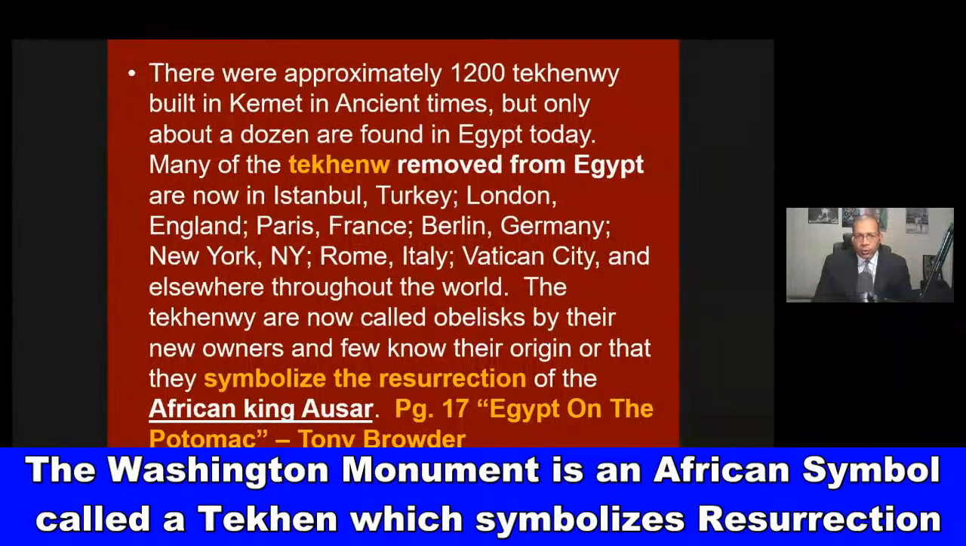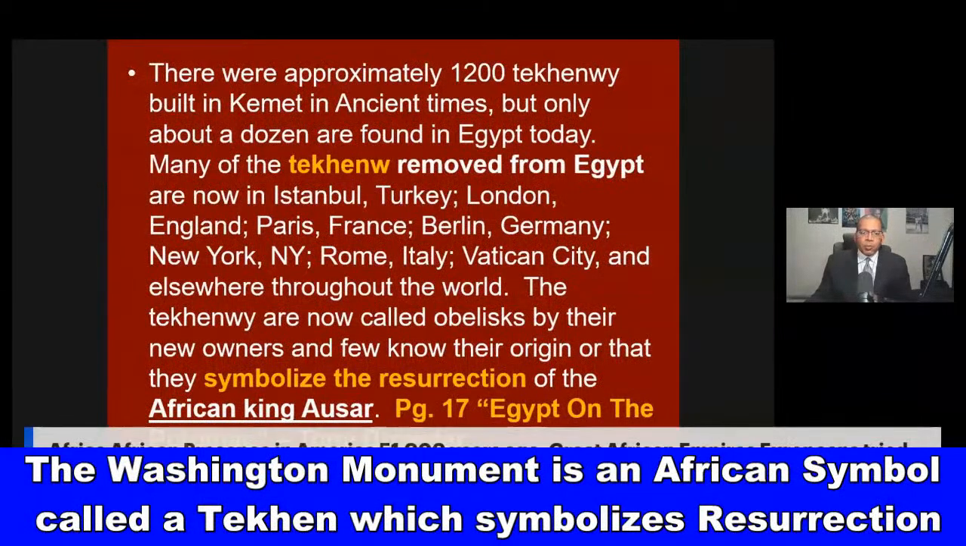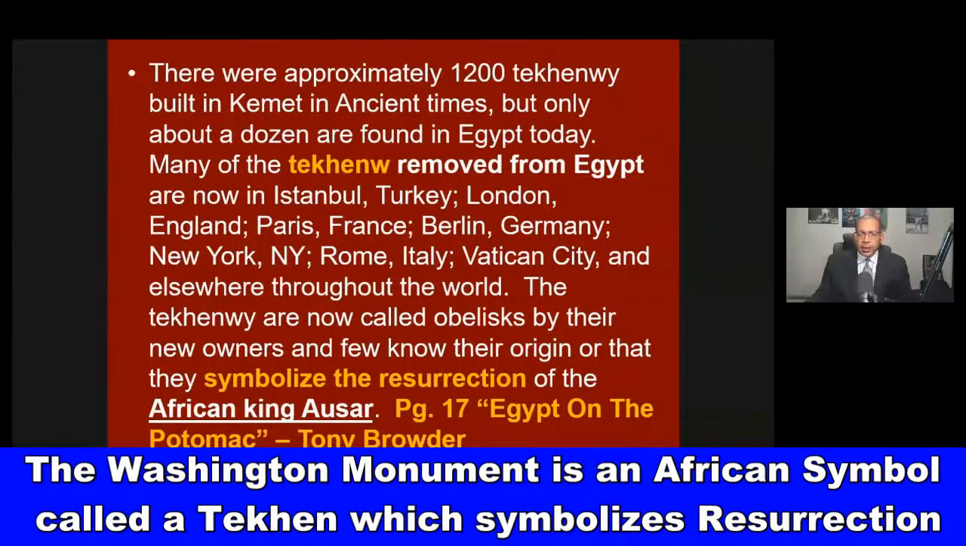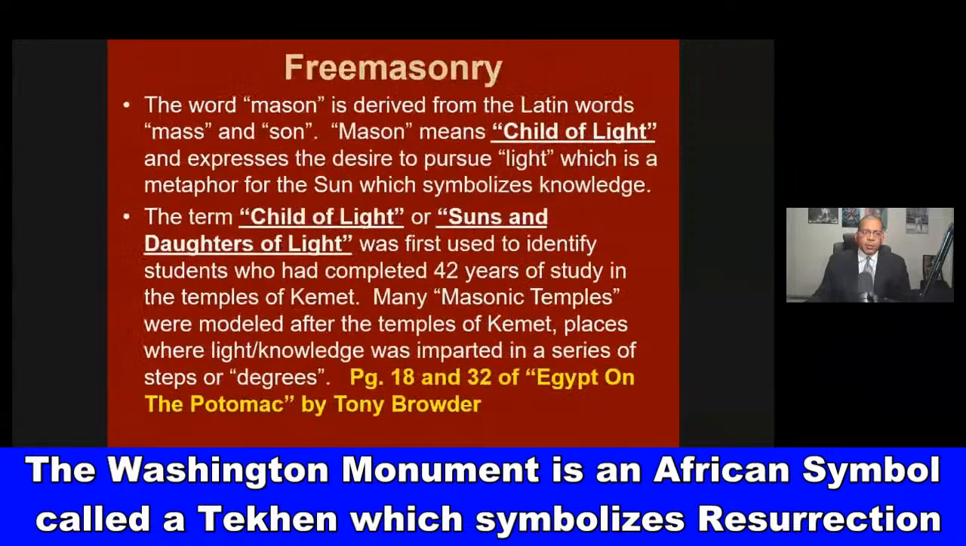elsewhere throughout the world. The tekkenu are now called obelisks by their new owners, and few know their origin or that they symbolize the resurrection of the African king Asar, who the Greeks called Osiris. Tony Browder talks about this on page 17 of Egypt on the Potomac. This is one of the books we use in the class also. Once again, you don't have to buy any of these books, but we use them as reference. And I do scan the pages, so we show you the page on the screen.